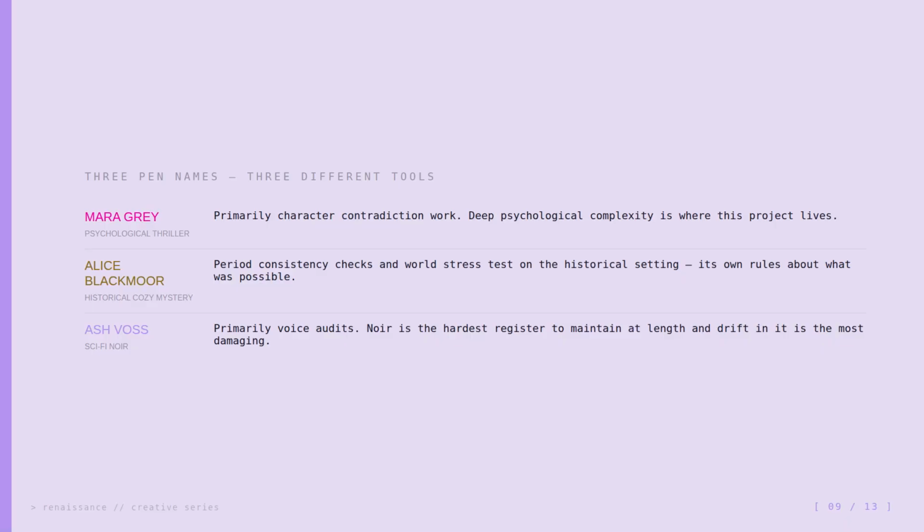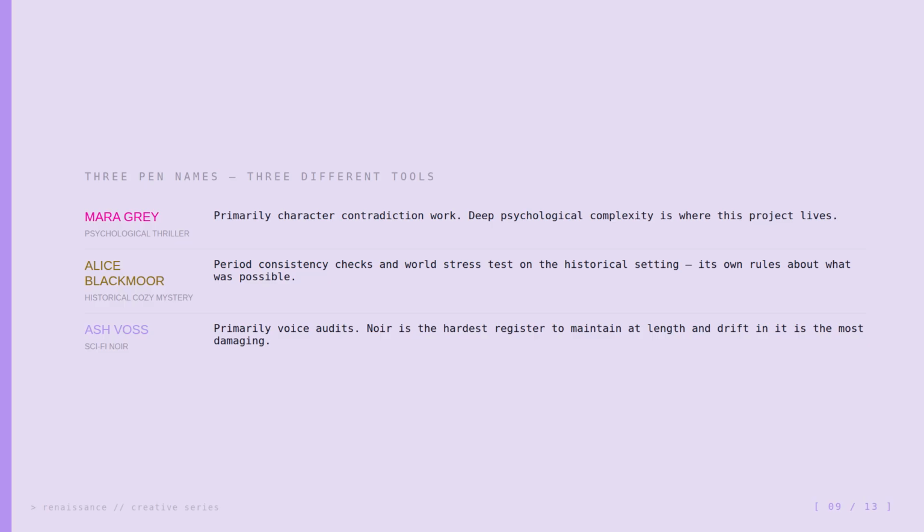3 pen names means 3 completely different creative relationships with Claude. Mara Gray, the psychological thriller, uses Claude primarily for the character contradiction work, because the thriller relies on deep psychological complexity, and the contradiction audit is where that work gets done. Alice Blackmore, the historical cozy mystery, uses Claude primarily for period consistency checks and the world stress test on the historical setting, which has its own internal rules about what was and wasn't possible in a particular time and place.